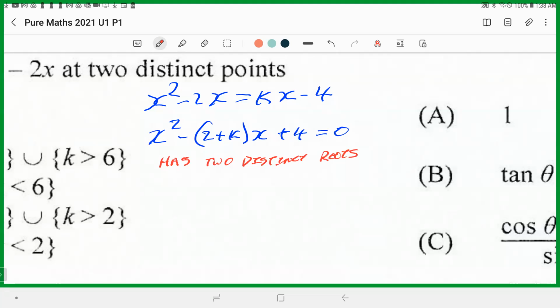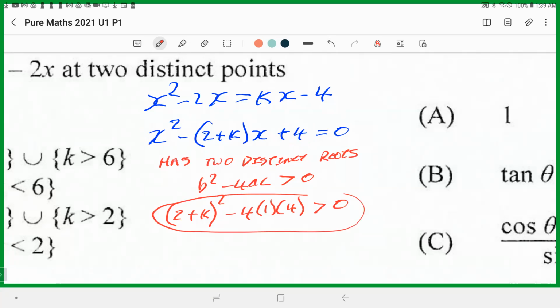And if it has 2 distinct roots, then the b squared minus 4ac, which is what is under the square root sign in the quadratic formula, has to be a positive value. That's why we get 2 different values from that formula. And the b squared is this. I don't have to put the negative because the negative squared and the positive squared are the same. So I'm just going to write 2 plus k squared, that's the b squared, minus 4 times the a. The a is 1 over here, and the c is 4. That is now greater than 0.